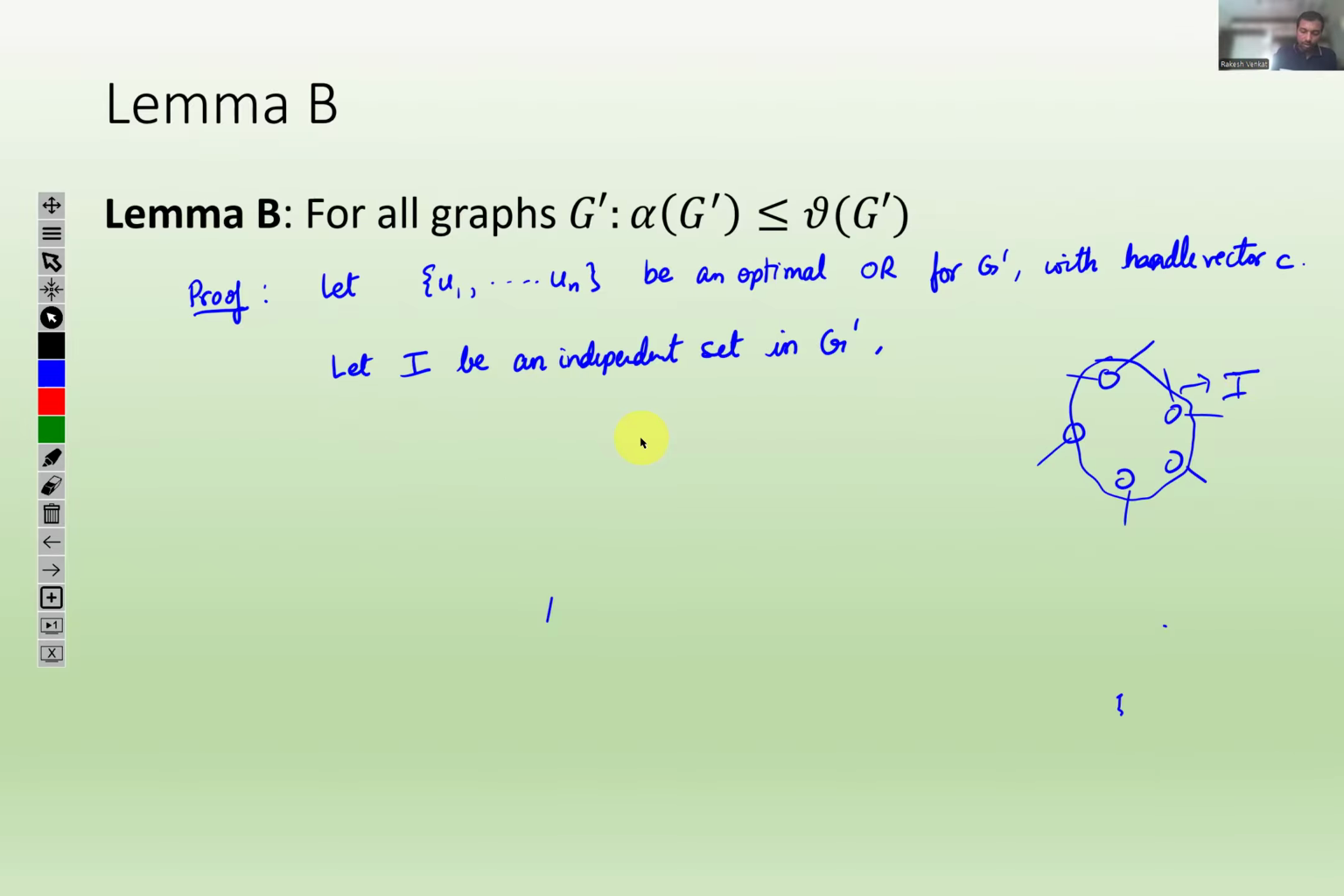And therefore, for the handle vector c, I claim the following. The norm of c, which is basically c transpose c, is at least the sum of squared projections onto these vectors because they're all mutually orthonormal.